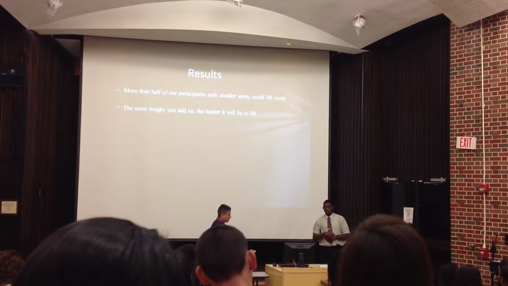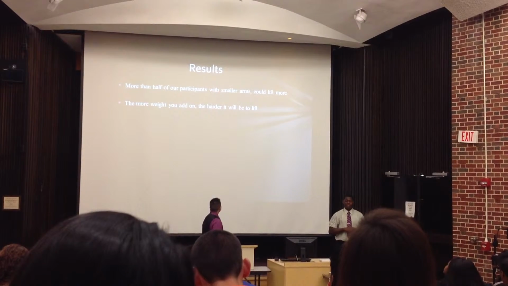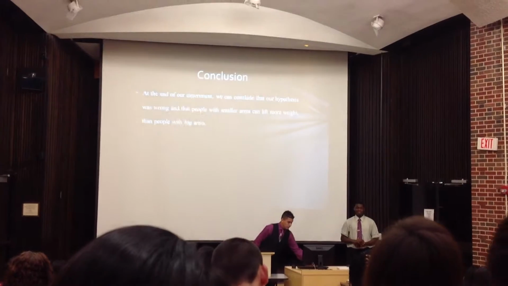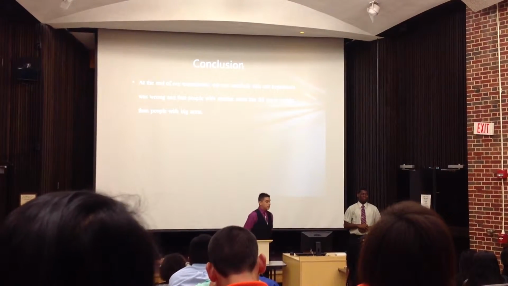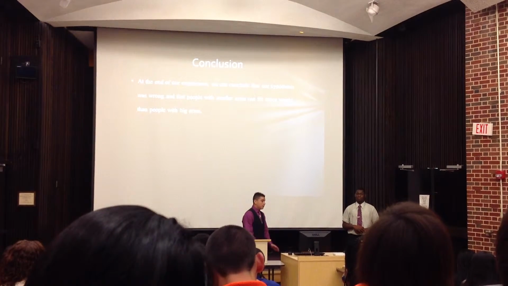Another result was that the more weight that we added on to the bar that they lifted, the harder it got for them. In our conclusion, at the end of the experiment, we concluded that our hypothesis was wrong, and that people with smaller arms can lift more weight, and that people with bigger arms cannot.